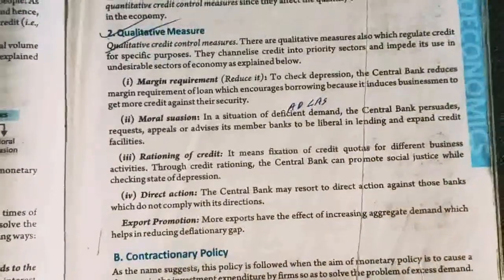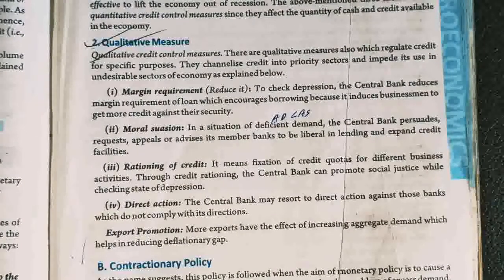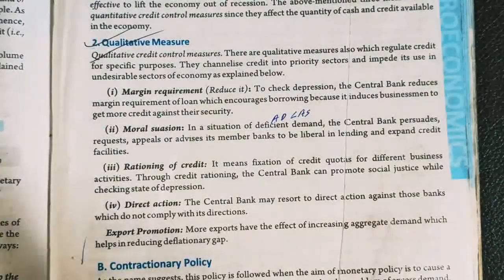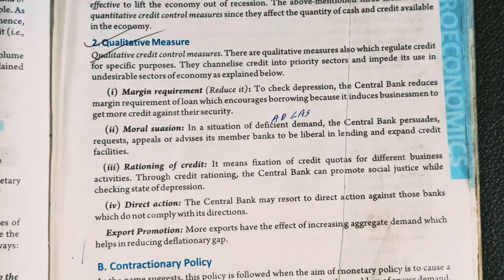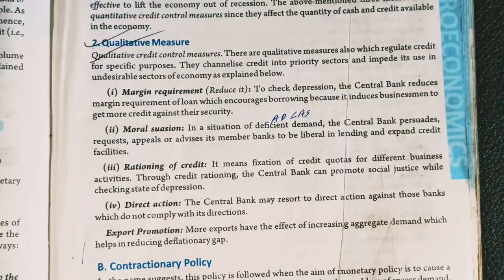Okay, now coming to qualitative measures. Why qualitative? Because here its aim is to improve the qualitative tools, or it's measured in terms of quality. So the first one is margin requirement. Now before we discuss the point here, let me tell you what is a margin requirement. Margin requirement is a financial help or loans given by commercial banks to the borrowers against some security.